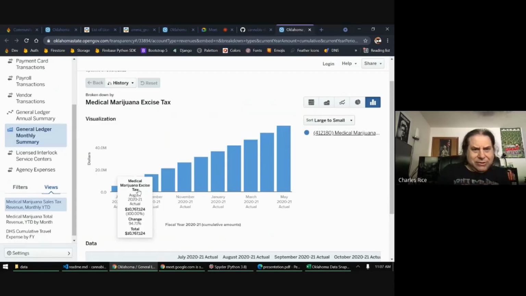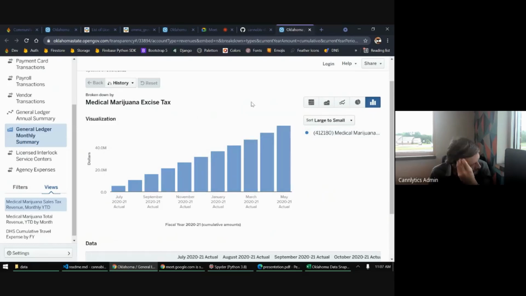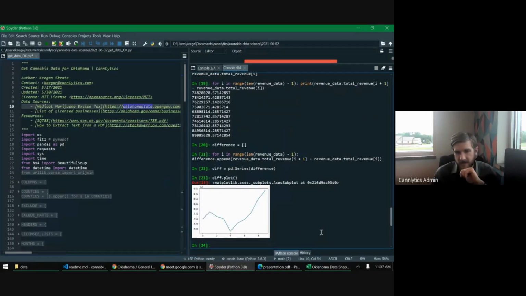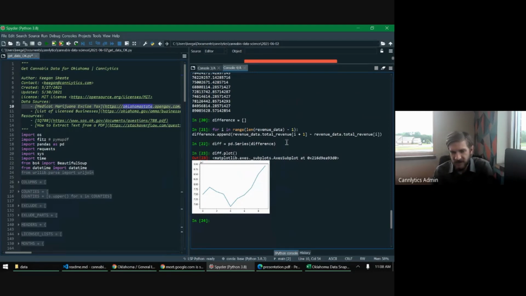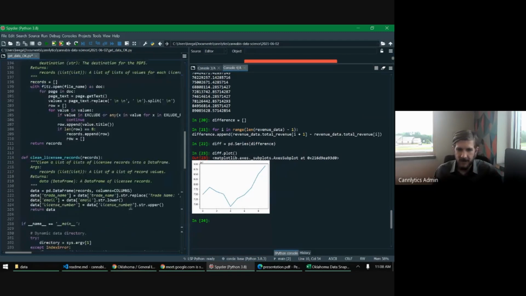Oh, but the actual and the total are always the same. Yeah, so I think this is just the cumulative graph. August includes July, September includes July and August. And so if you look at the difference, then this is essentially your change in excise tax per month. So this would represent the taxable revenue, if I'm interpreting this correctly.